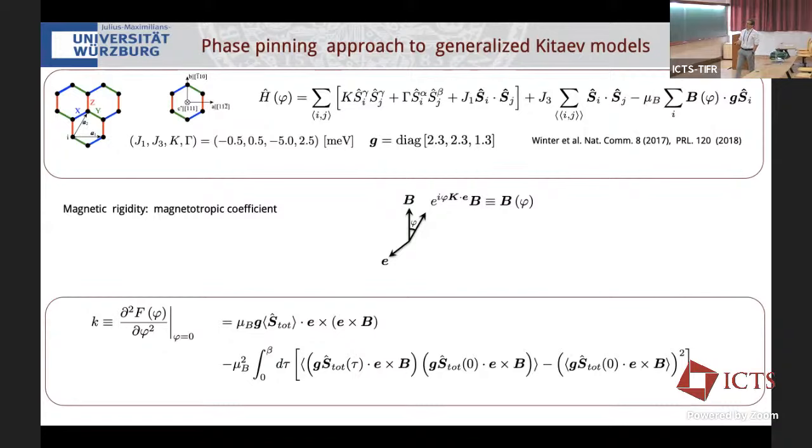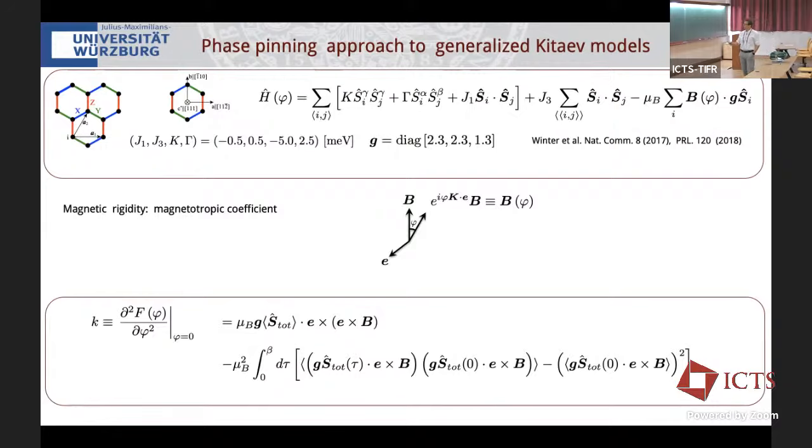And the experiment we have chosen to compare with is what you call magnetic rigidity, or essentially the magnetotropic coefficient. The idea is the following: you put your sample on a cantilever in a magnetic field, and the cantilever oscillates. It oscillates pretty slowly compared to the time scales within your crystal, so that essentially captures the thermodynamics. What the experimentalists measure, and that's Kim Modic in Vienna, is essentially the second derivative of the free energy with respect to phi at phi equals zero, right? So this phi is the oscillation of the magnetic field around an axis.